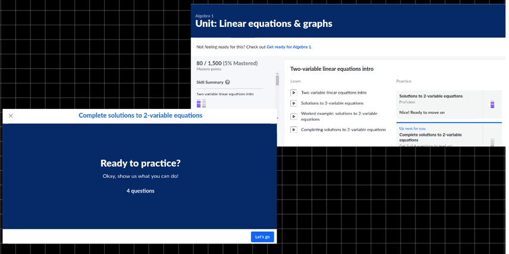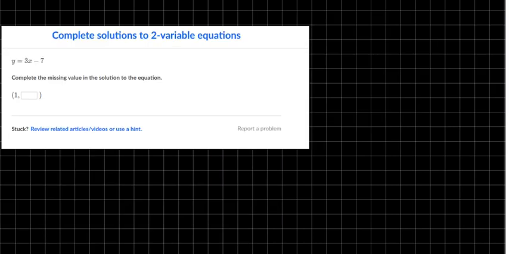Okay, this is going to be our second video in the linear equations and graphs unit. This is in Algebra 1 or in Mathematics 1. And we're going to continue to work on substitution. So the main idea that we're going to hit here today, let me turn on my pen, is substitution, and the idea of ordered pairs of x and y.